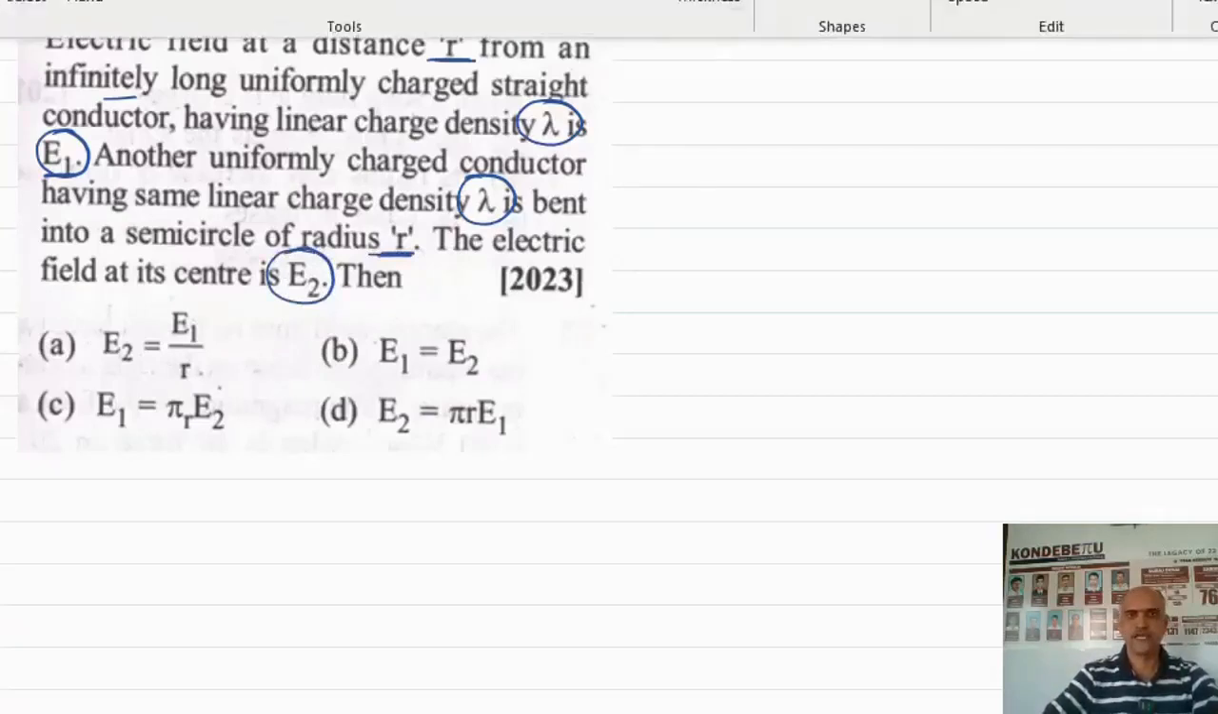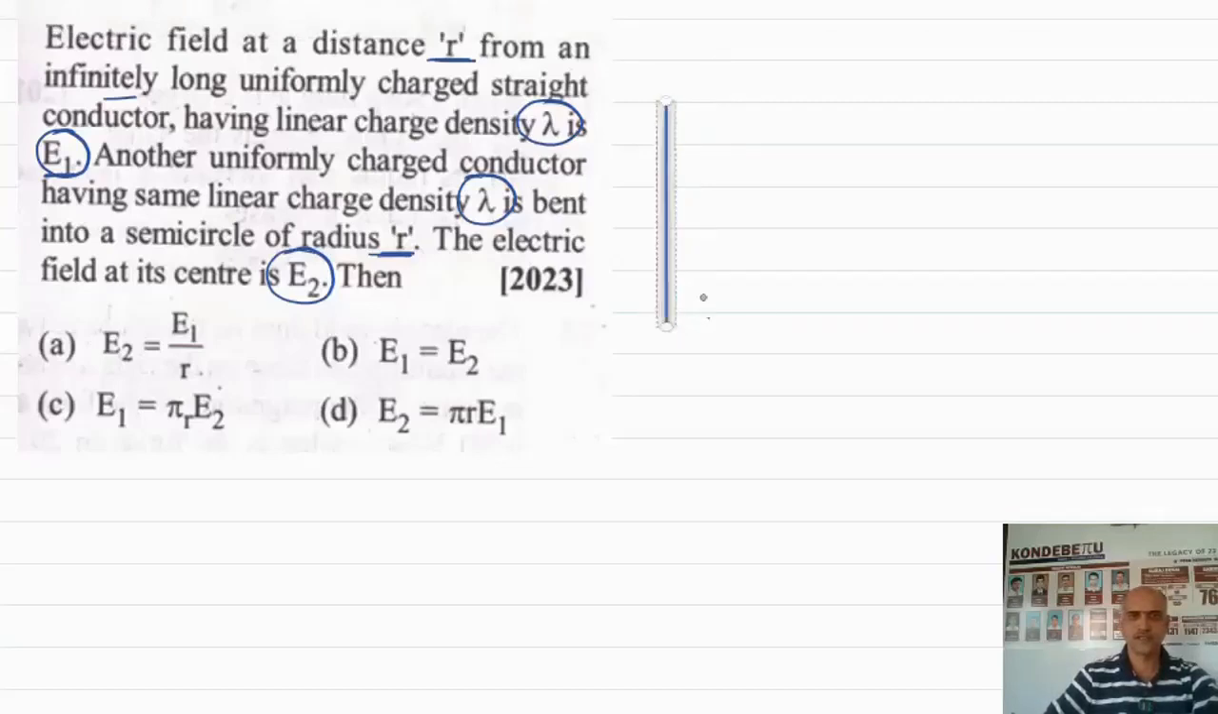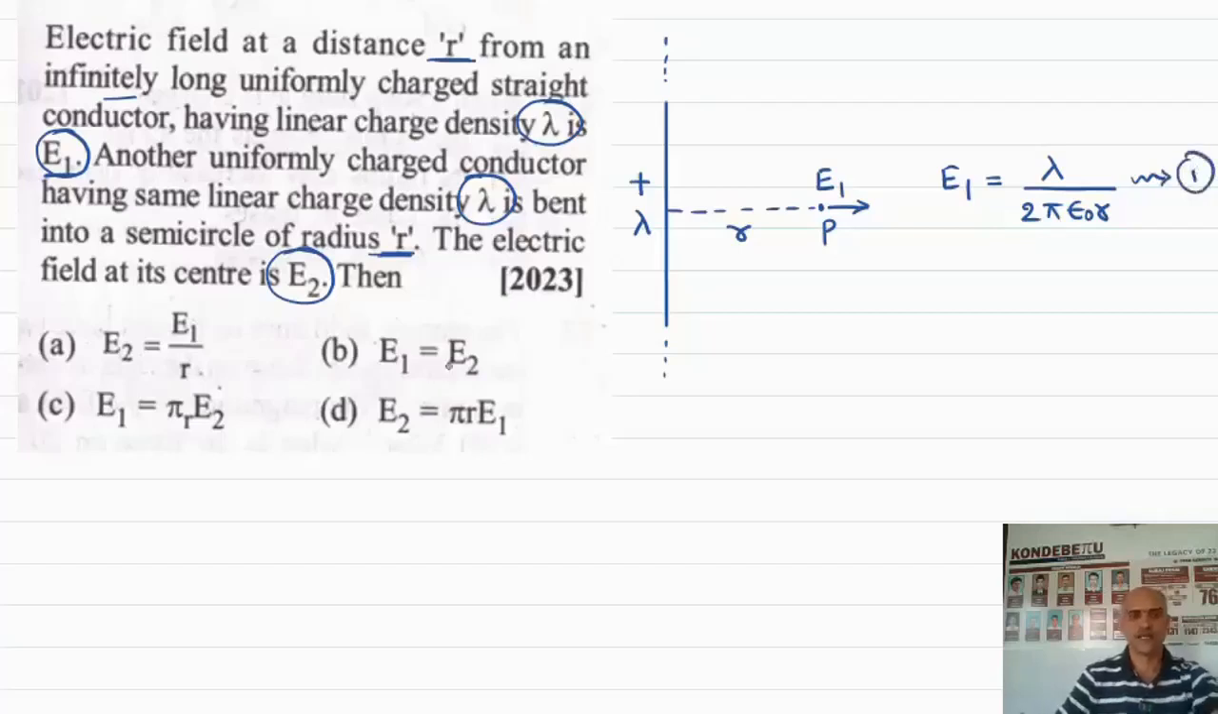Now first, I take an infinite long charged wire. It is infinite. I will take it as positively charged, linear charge density is lambda. At a distance r, I will take point P, this distance is r. So here the electric field is given as E1. The formula for linear charge density: E1 is given by lambda by 2 pi epsilon naught into r. This equation I will take as 1.